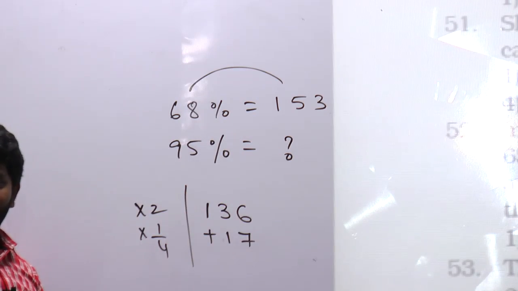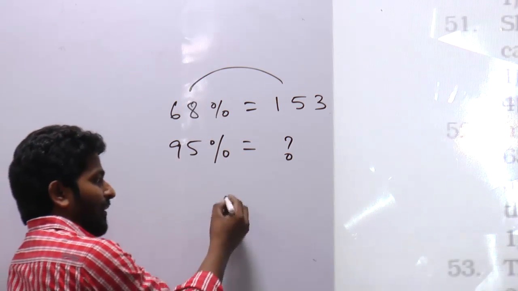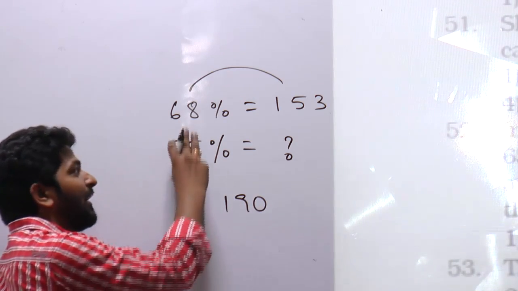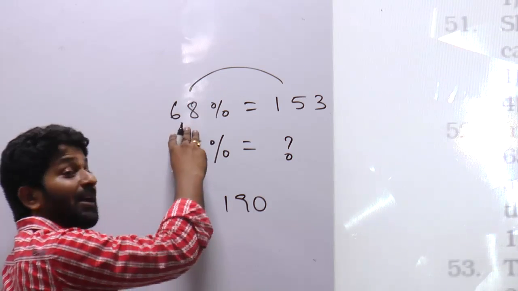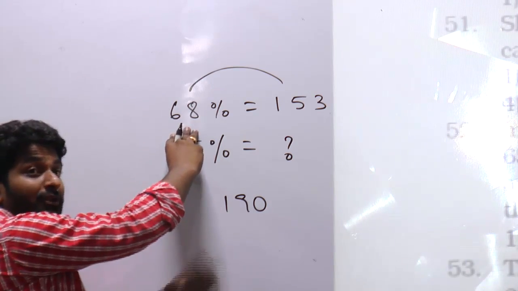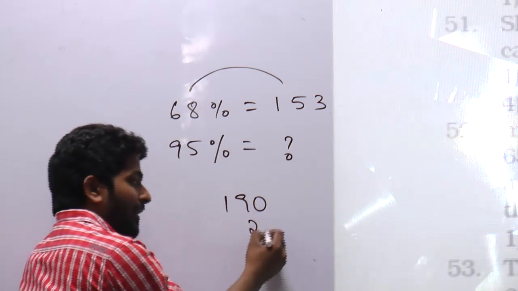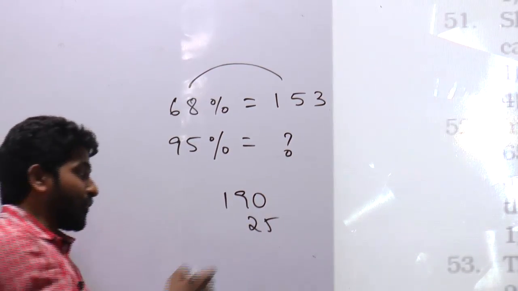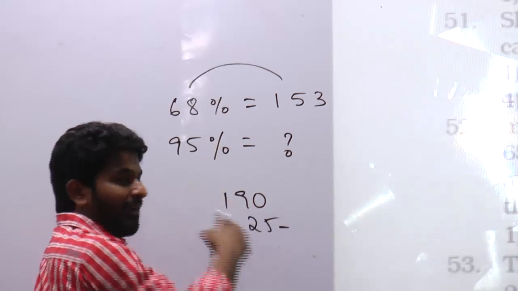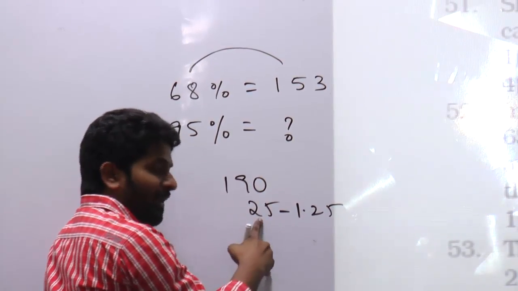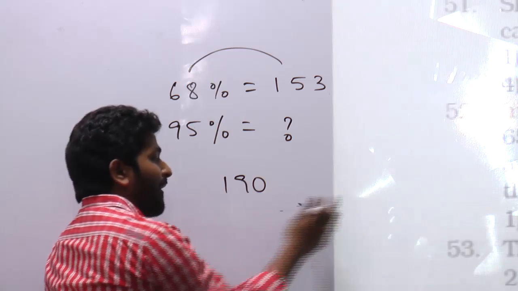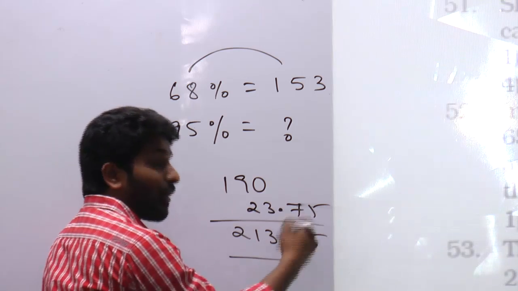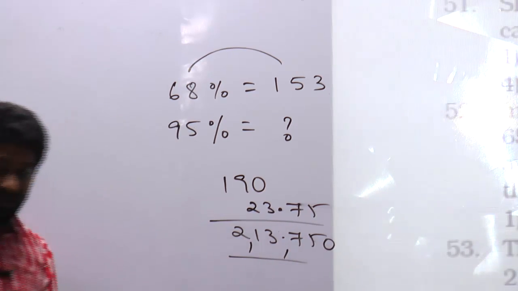Vertical comparison. Now 95 2 times is 190. For time being, you need to calculate the 1/4 value. Let's make it 200. Sorry, let's make it 100. If it is 100, 1/4 of 100 is 25. If it is really 100, then it will be 25 only. But this is 5 less than 100. So you need to subtract 1/4 of 5, which is 1.25, which will be 23.75. If you add 23.75 to this number, that will be 213.75 thousands. In the sense, 2,13,750.